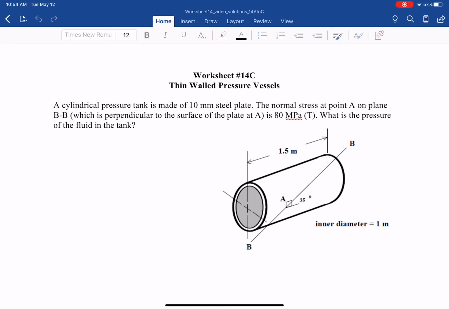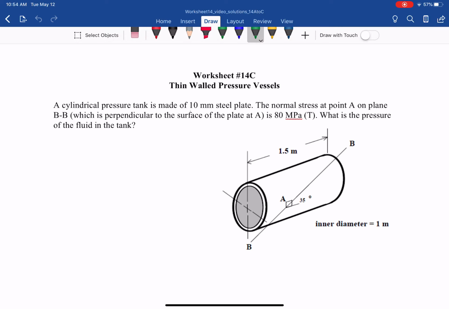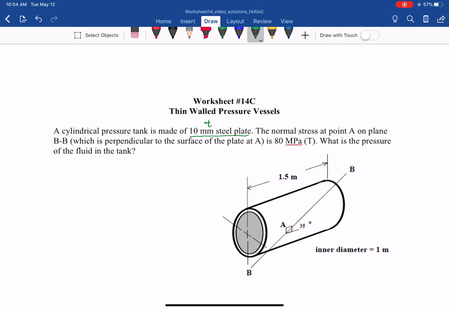Worksheet 14C, single pressure vessel. A cylindrical pressure tank is made of 10 millimeter steel plates, which is the thickness T, as you can see there. The normal stress at point A on the plane BB, which is the stress measured perpendicular to the surface of the plate at A, is 80 megapascal in tension. What is the pressure of the fluid in the tank?